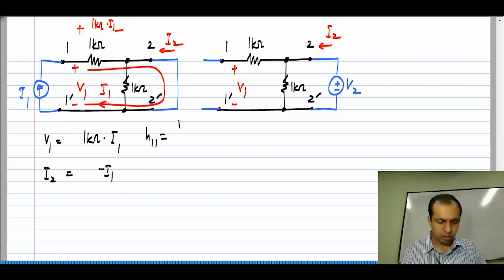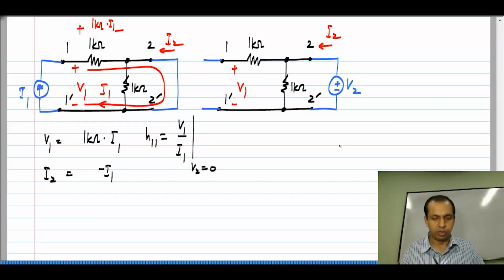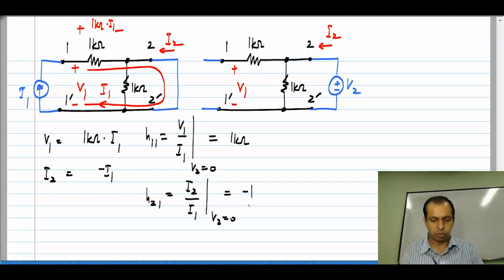H 11 is V 1 by I 1 with V 2 set to 0, which comes out to be 1 kilo ohm, and H 21 which is I 2 by I 1 with V 2 set to 0, and this comes out to be minus 1. So, you can see that H 11 has dimensions of resistance and H 21 is dimensionless. It is the current gain from port 1 to port 2.